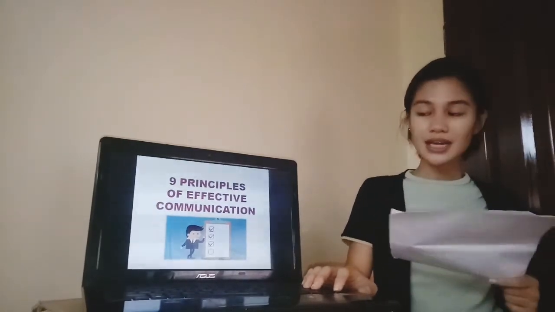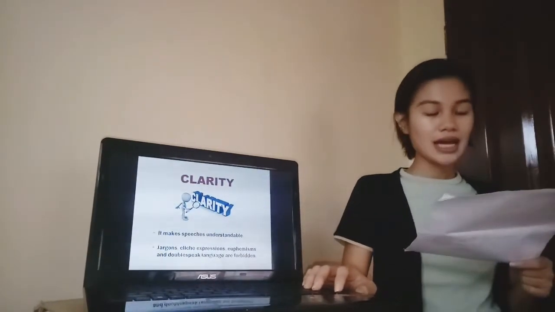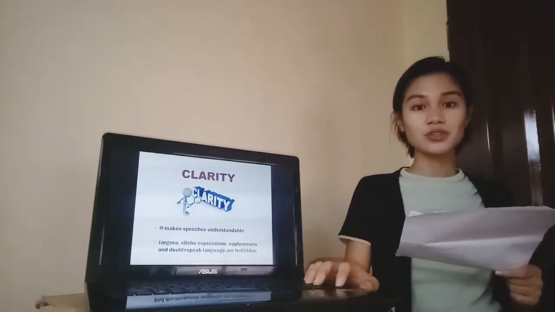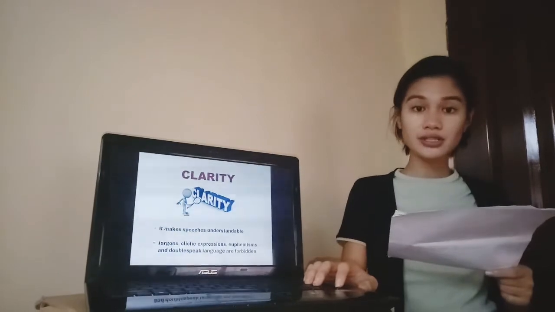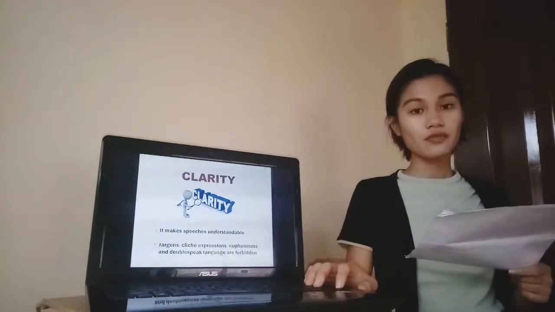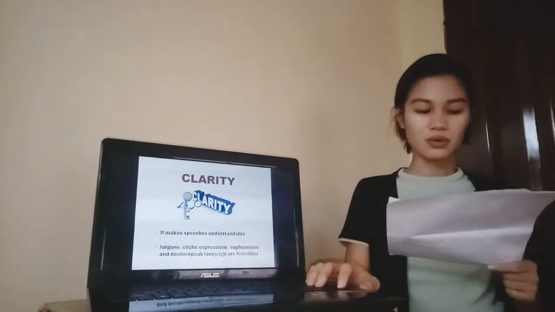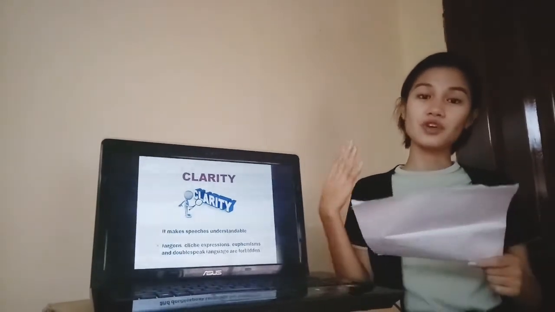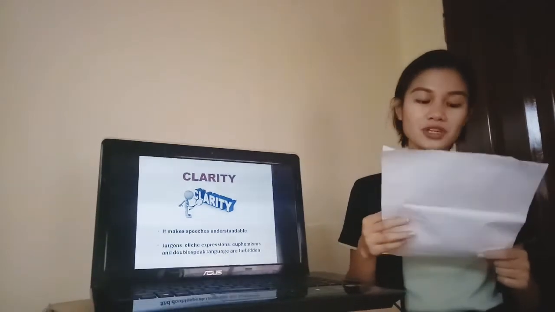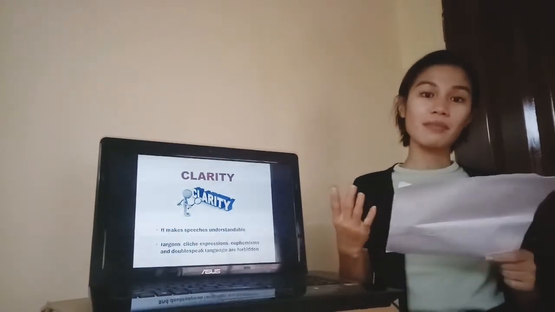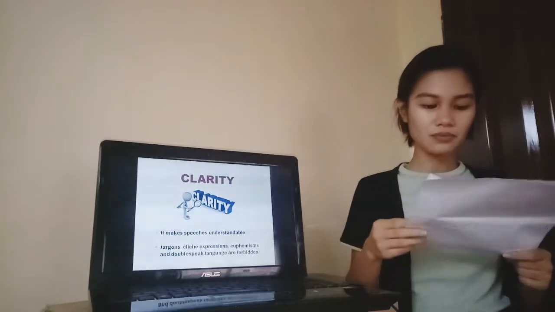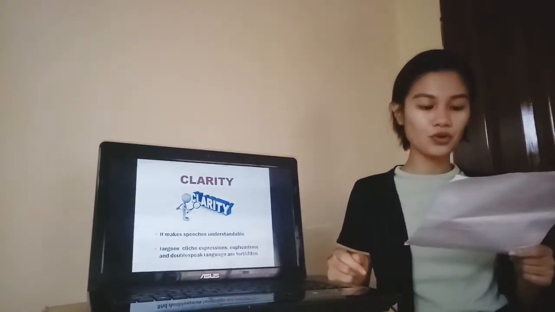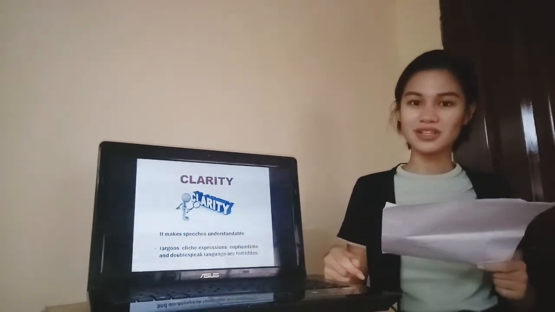The first one is clarity. Clarity makes speeches understandable. Fuzzy language is absolutely forbidden, as are jargons, cliché expressions, euphemisms, and doublespeak language. So, in order to achieve effective communication, your message must be understandable by the one you are communicating with. It tells exactly what you want, and clarity improves communication and engagement.